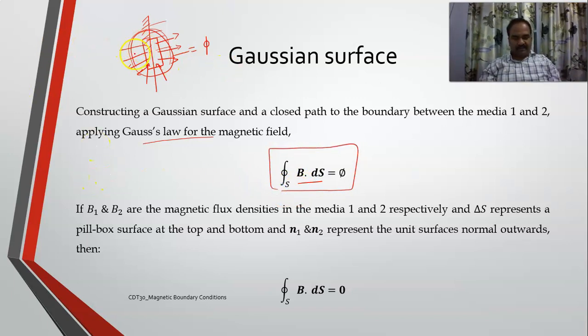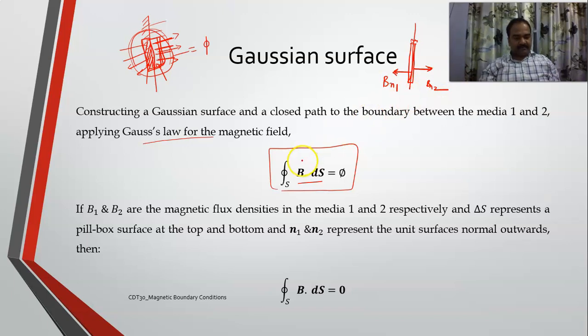Now I am considering this particular area. Half of that area is in medium 1 and the remaining half is in medium 2. Now I will take a very minimal distance, so that it has only two surfaces. This is one surface, this is another surface, and this surface is 0. So now the flux is either coming out in this way or in this way. I'll consider these as Bn1 and Bn2.